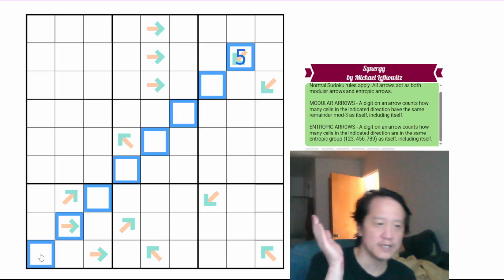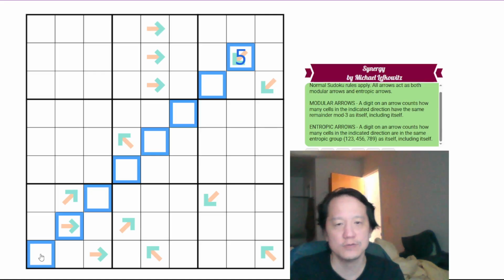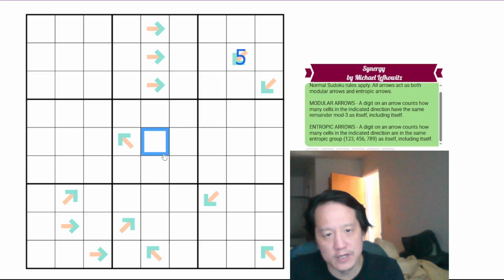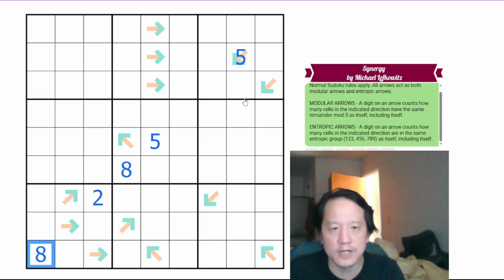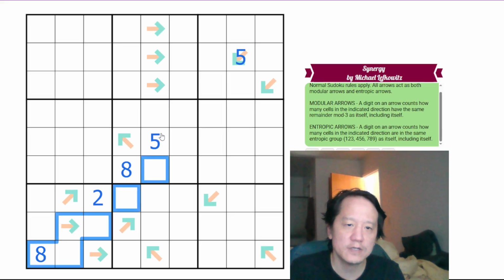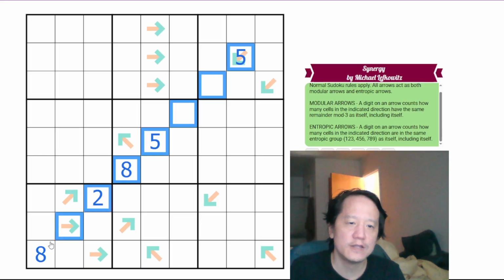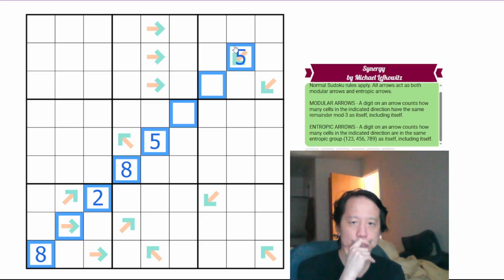So what does that mean? It means if you divide by 3, you have a remainder of 2. So you could have something like this be 5, 2, and 8. This be 2 and 8 here, and these are non-2 mod 3 digits, which would be 2, 5, or 8. Then this would satisfy this cell as a modular arrow. And that's an example of how a modular arrow works.